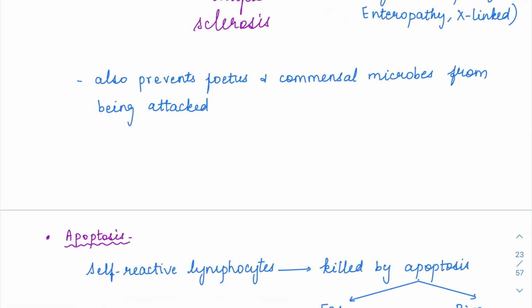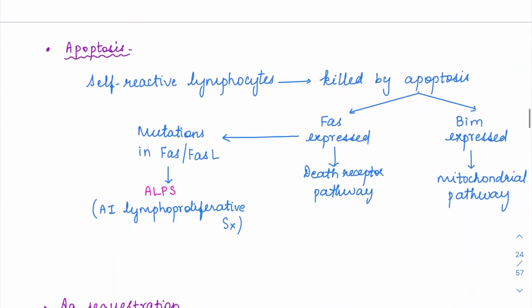Normally we also have commensal bacteria in our body, right? Against these commensal bacteria, we are not mounting an immune response. So how does it happen? Because Tregs are controlling the immune response. Again, same thing for a fetus. Even though the fetus is a foreigner, alien to the body, it is still not being killed because this is controlled by the Tregs.